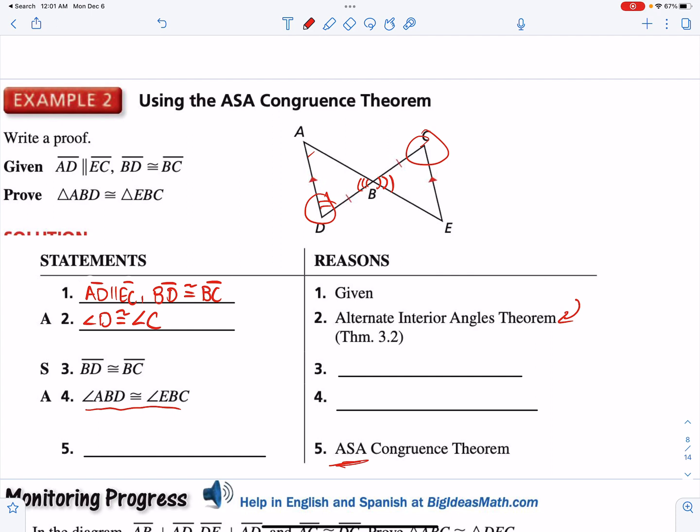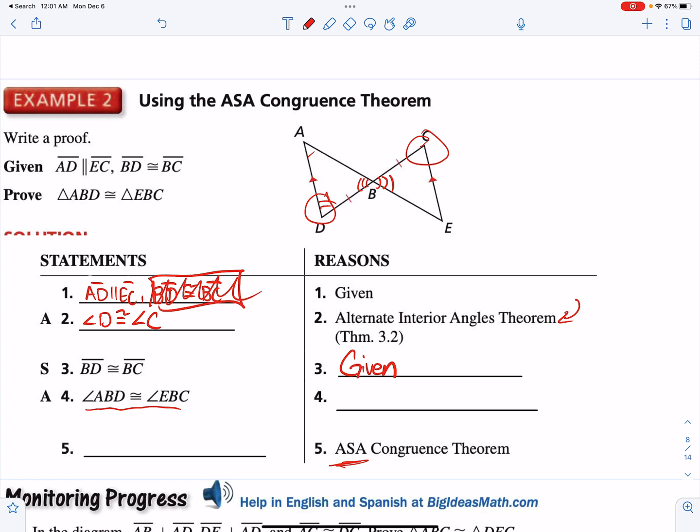The next line says BD is congruent to BC. We know that because that's what we were given along with those parallel lines. So I noticed that I put that up there as well. We can cross that out. It's below in our proof. That's a simple fix. We can cross that out.